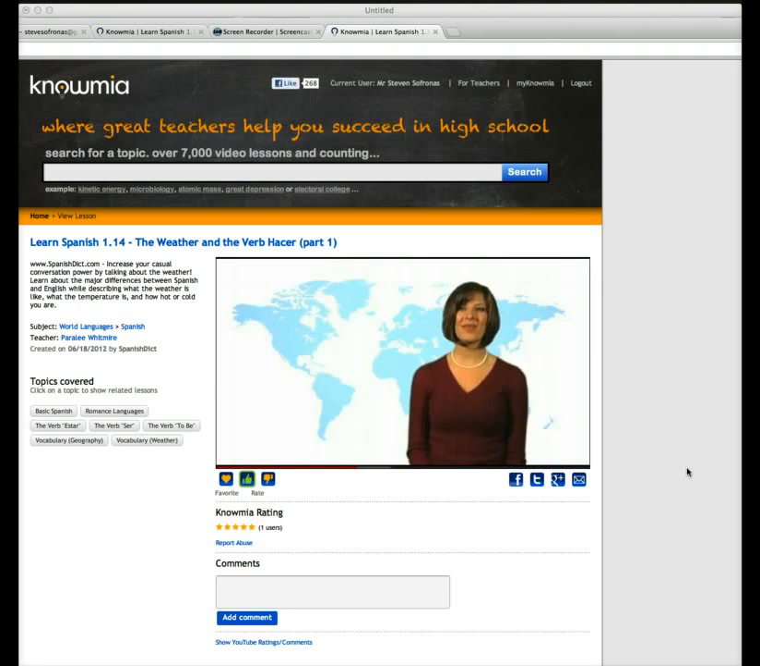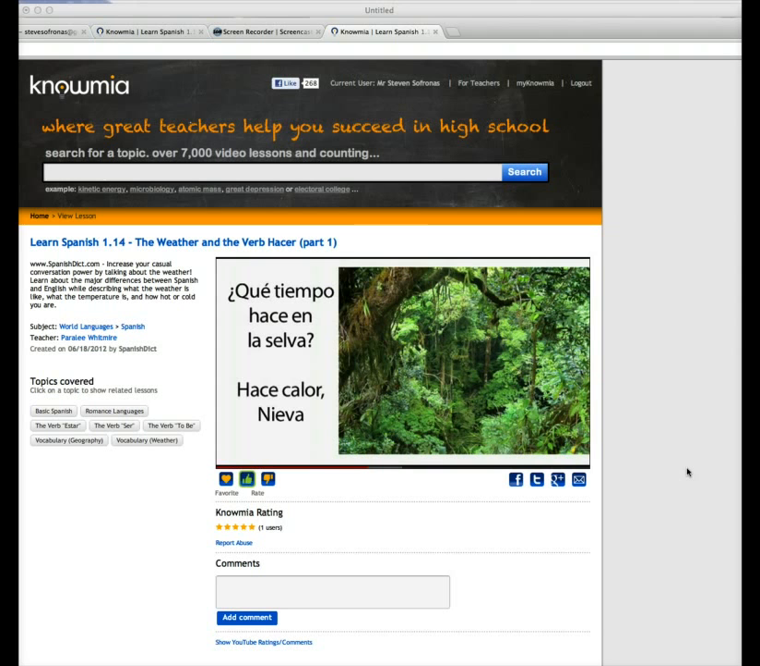Vale, una pruebita, a tiny quiz. I'm going to show you some pictures of places that you might visit while in a Spanish-speaking country. You tell me what the weather is like there, and I'll give you two options to choose from. ¿Listo? ¿Qué tiempo hace en la selva?